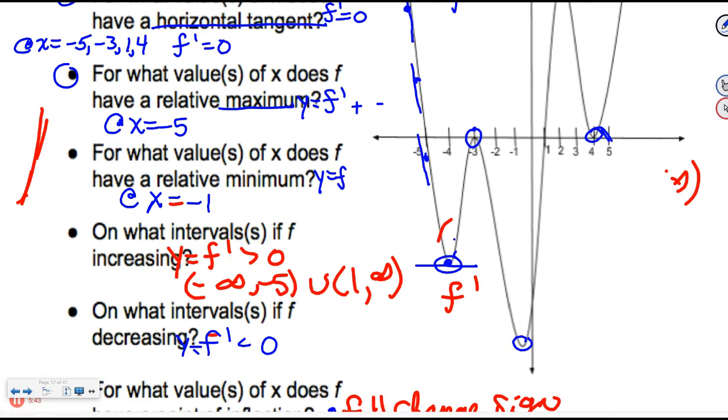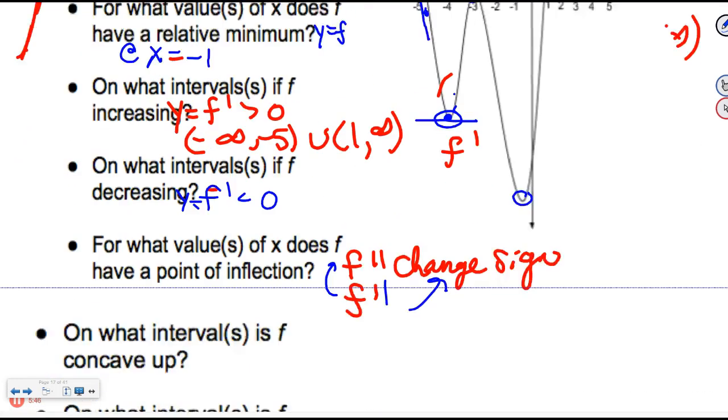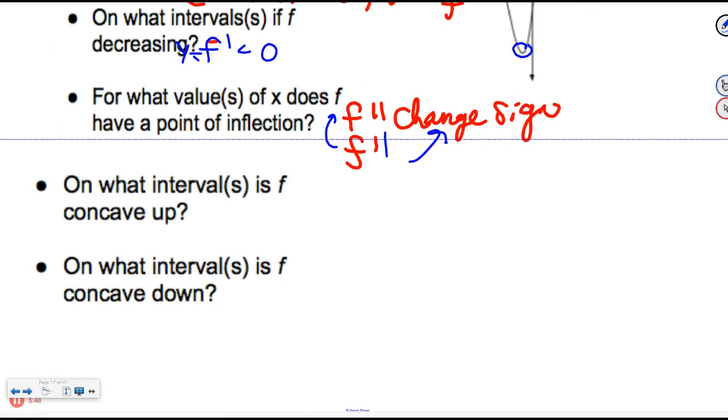And that begs the question, is it at the extrema of f prime? And the answer is yes. So you would list all those points.